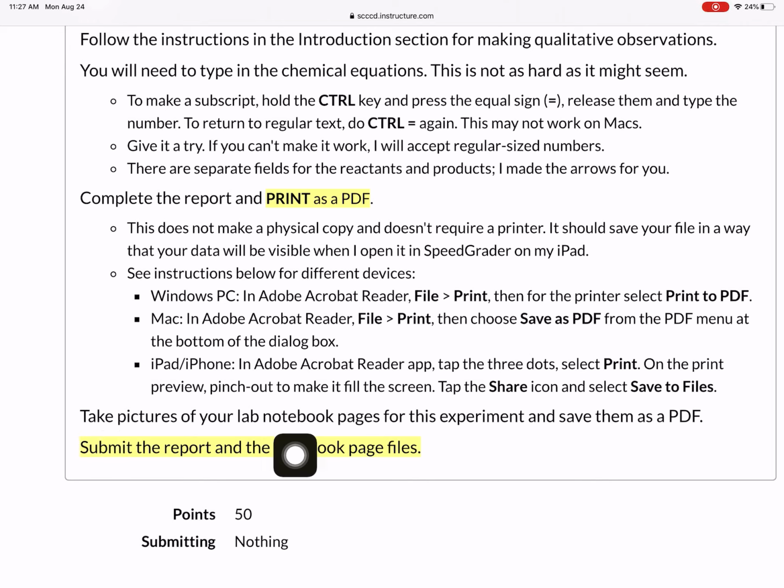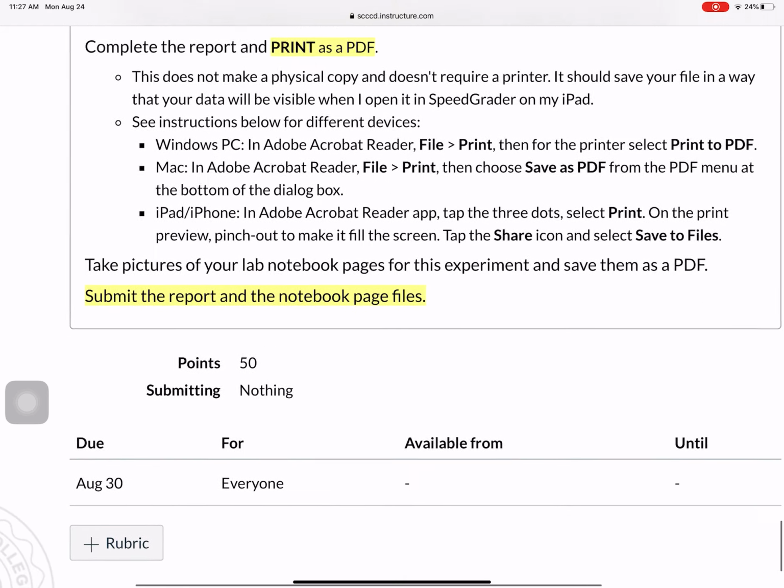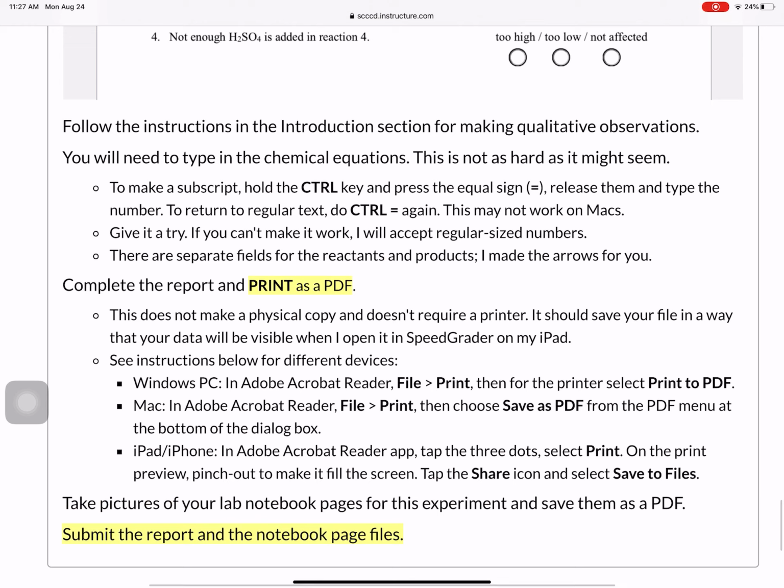Then take pictures of your lab notebook pages. Save those as a PDF. It'd be great if you can put them into one file with your report, but if you can't, 2 files is fine. Submit the report and the notebook page files. I only need to see the pages where you wrote things for this experiment. I'm not expecting them to be neat and beautiful. I just want to see that you actually wrote the stuff in the notebook like you were supposed to. Okay, so there you go. That's enough to make you dangerous.